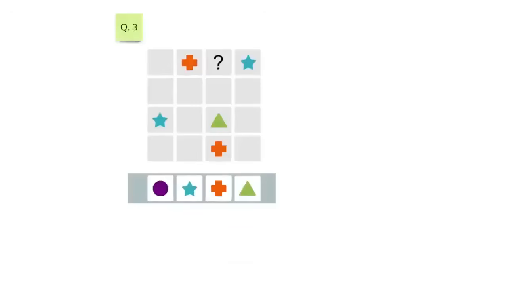Let's look at this question. In this question, we have question mark in the first place, right? That is in the first row. So now we have to find what sign can replace question mark here. While solving, we have to understand that in one row, one sign can come only once, and in one column, one sign can come only once.